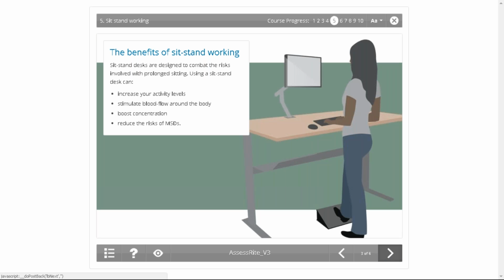We absolutely do. So sit-stand desks are designed to combat the risks involved with prolonged sitting. Using a sit-stand desk can increase your activity levels, stimulate blood flow around the body, boost concentration, and reduce the risks of MSDs.